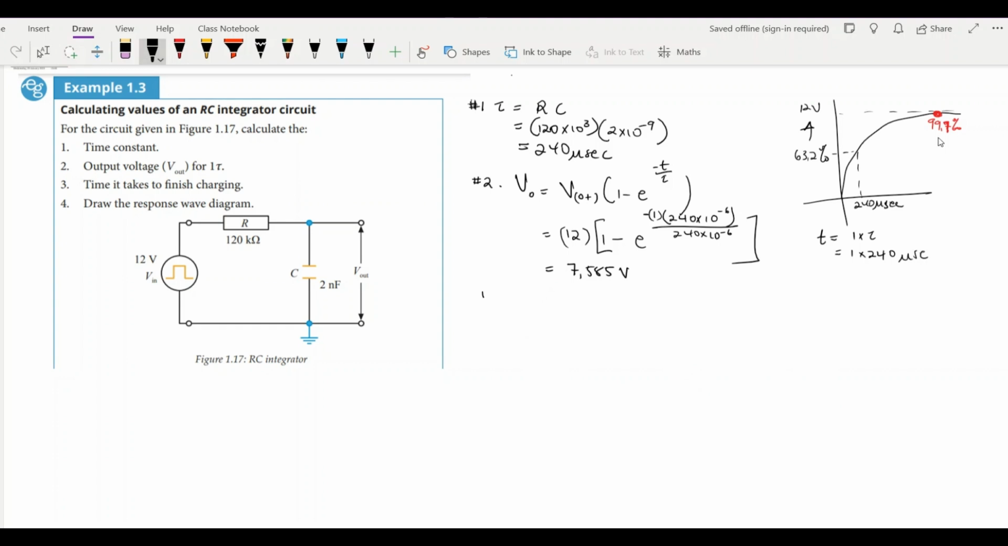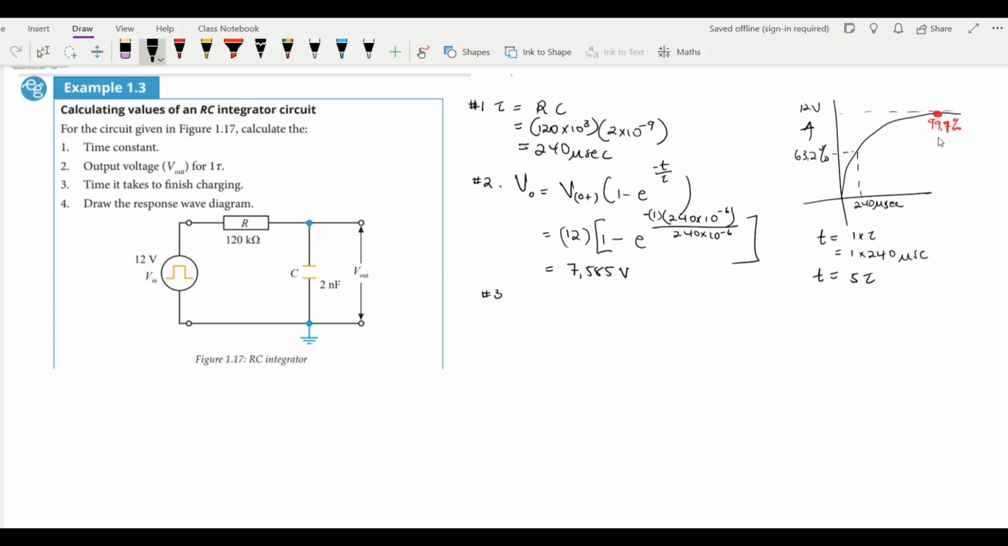Now, the third question, they say they want us to calculate the time it takes to finish charging. What is the time it took to finish charging? I said that the time it will take to finish charging would be equal to 5 time constant. It's written in your book. If you go closely and read step by step, it will tell you that the capacitor should have reached 99.7% at exactly 5 times constant. That is finished charging, right?